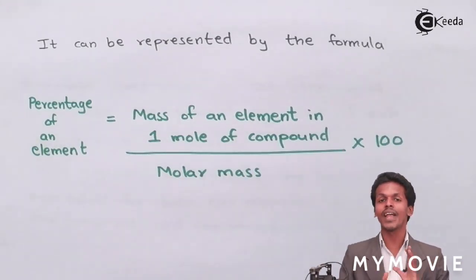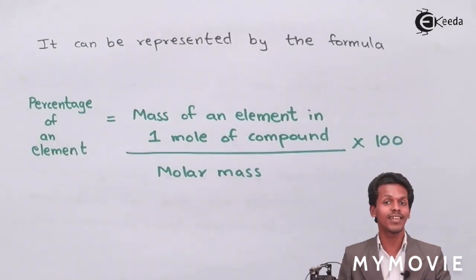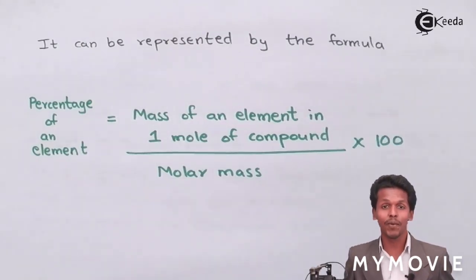So this is the percentage of hydrogen that it contains, and the rest would be for oxygen. It is very simple. So I hope you have got an idea of what percentage composition is.